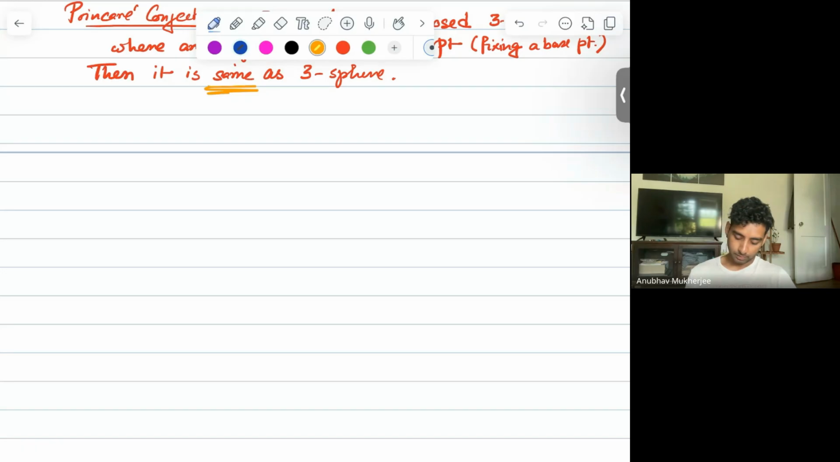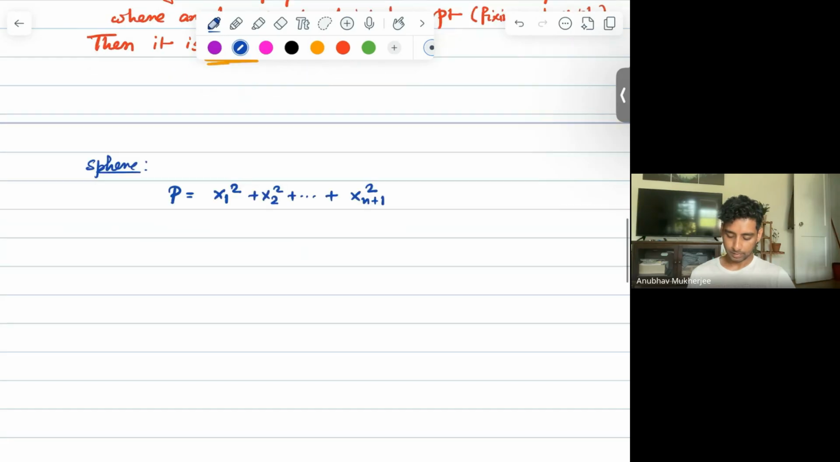So how do you define a sphere? Let's think for a moment. You probably all know the equation of a sphere. You take a polynomial with n plus 1 variables, p equals x1 squared plus x2 squared plus up to x(n+1) squared. Then an n-dimensional sphere is nothing but the set of all points where p equals 1. This is the definition of sphere we generally use.